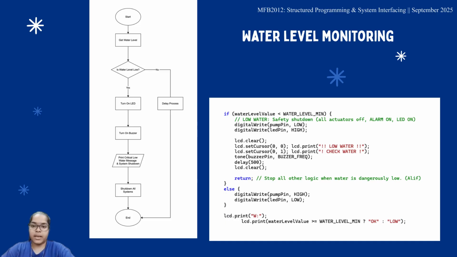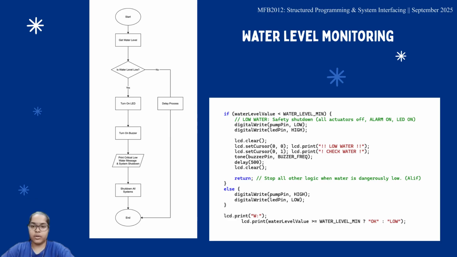As soon as the main loop begins, the system immediately gets the water level and asks, is water level low? If the condition is yes, the system executes an immediate safety shutdown sequence. It triggers the LED and buzzer alarms, and the LCD displays a critical low water message. The corresponding code block shows this.